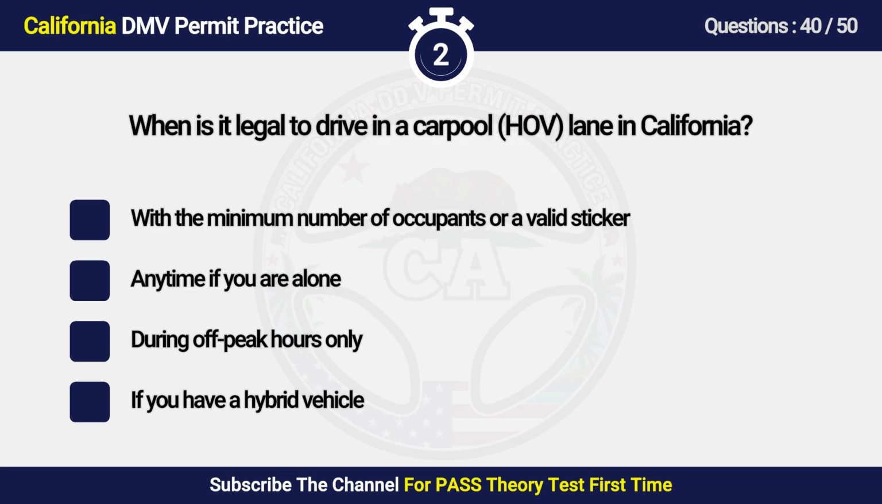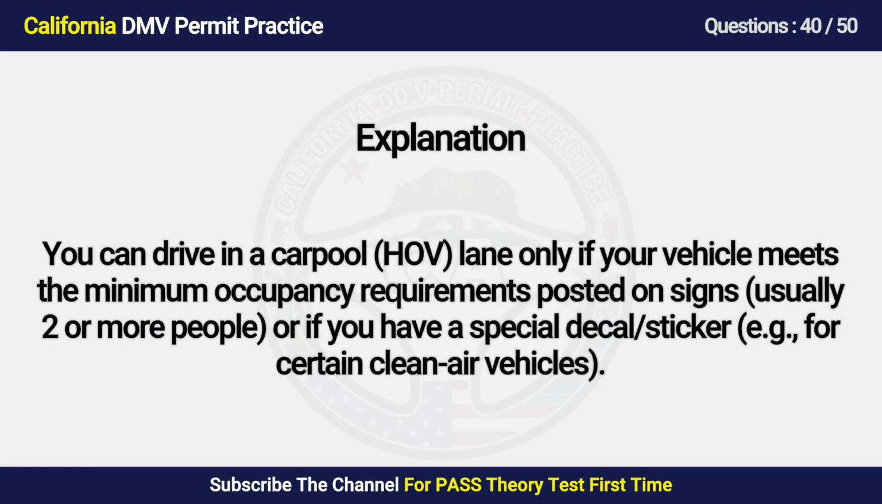Answer is A, with the minimum number of occupants or a valid sticker. You can drive in a carpool lane only if your vehicle meets the minimum occupancy requirements posted on signs, usually 2 or more people, or if you have a special sticker for certain vehicles.